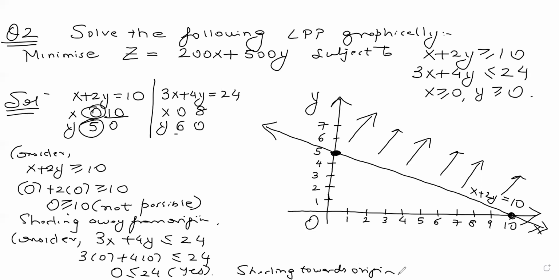So guys, first of all, let's plot in red color the inequality. When x is 0, y is 6. When x is 8, y is 0. So let's quickly join this. This is our red line. The equation of the red line is nothing but 3x plus 4y equal to 24. And you can clearly see the shading in this case is towards the origin.